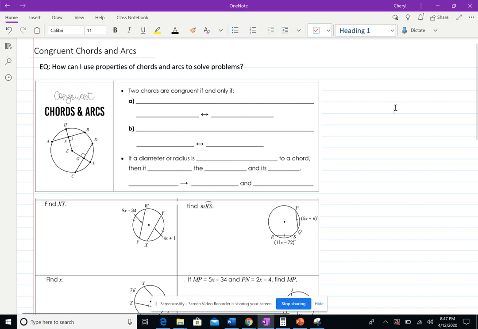All right, we are moving on with our circles unit and into congruent chords and arcs. So how can I use properties of chords and arcs to solve problems? All right, what are the properties of chords and arcs?